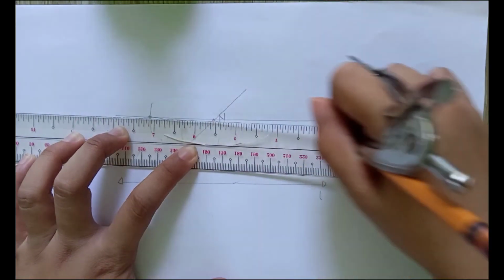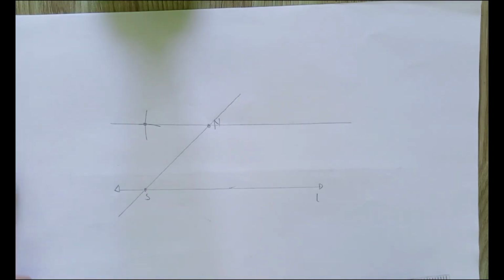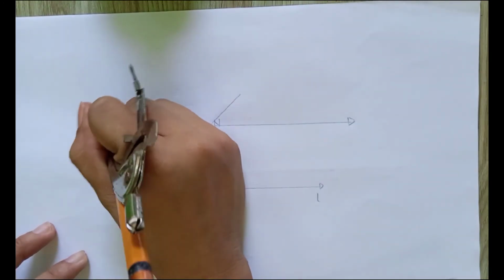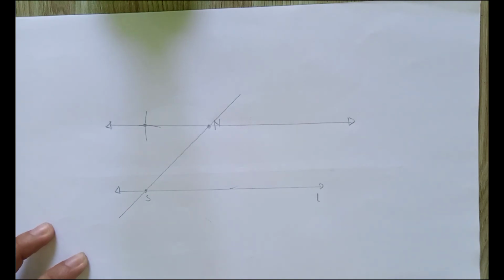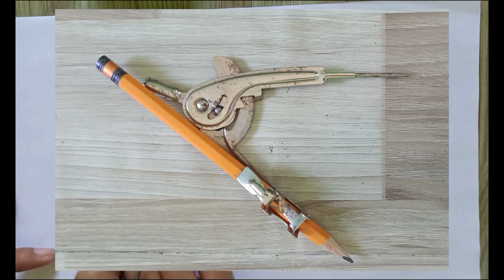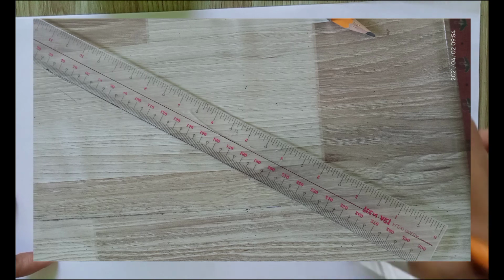For step 3, extend the side of the new angle through N, giving the desired parallel line. So now we have the two parallel lines. Those are the basic geometric constructions using the instruments: compass, straight edge, and a pencil.